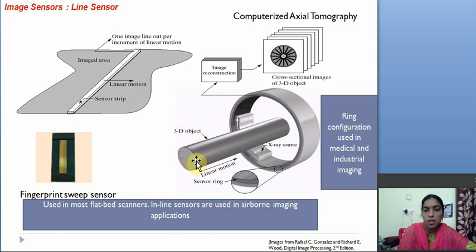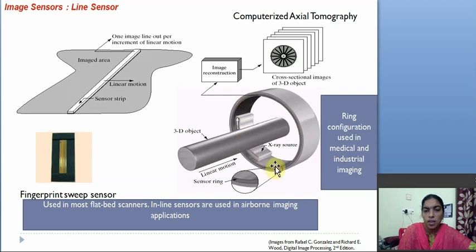Now this is in linear motion, it is moving like this. The whole body, from the head onward, each part we will scan, right? This is nothing but linear motion, that means it is moving in this direction.